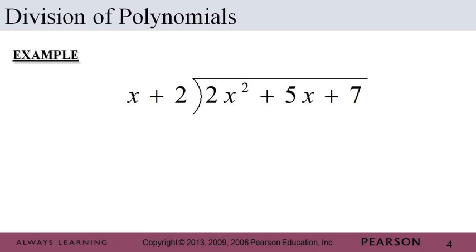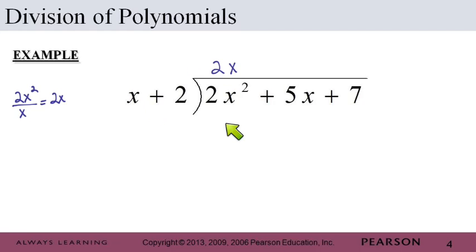So let's look, for example, at 2x squared plus 5x plus 7, all divided by x plus 2. What we do is we say, for a guess, how many times will x go into 2x squared? And what I want you to visualize is 2x squared over x. Whatever this term is on top, whatever this term is on the bottom. And 2x squared over x reduces to 2x, so that will be what we put for our guess.